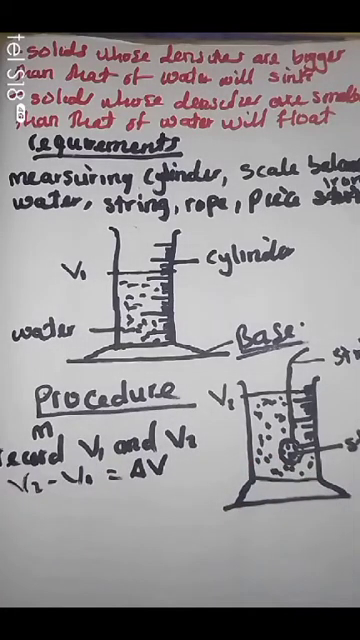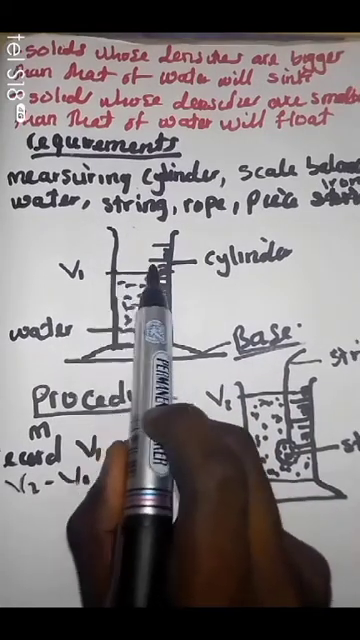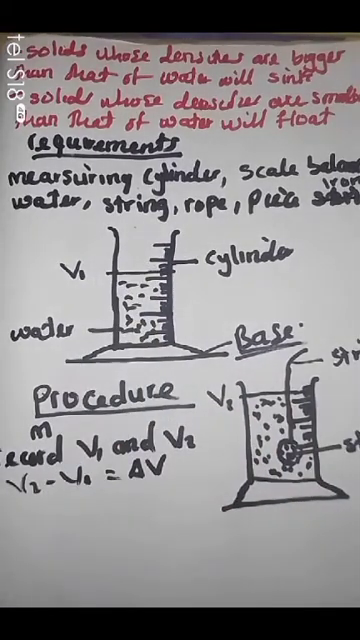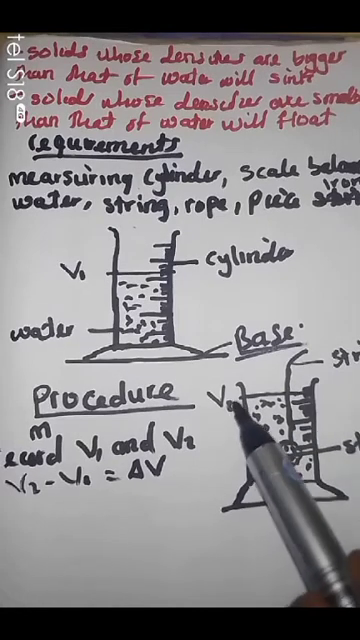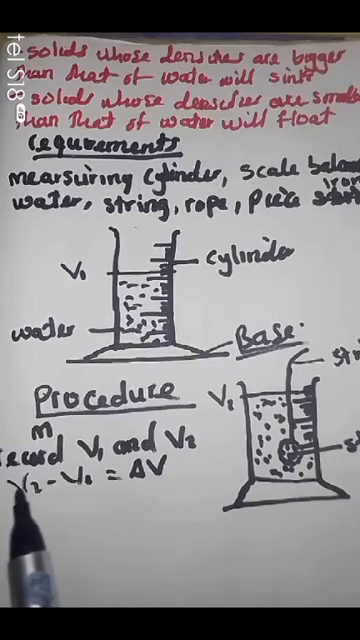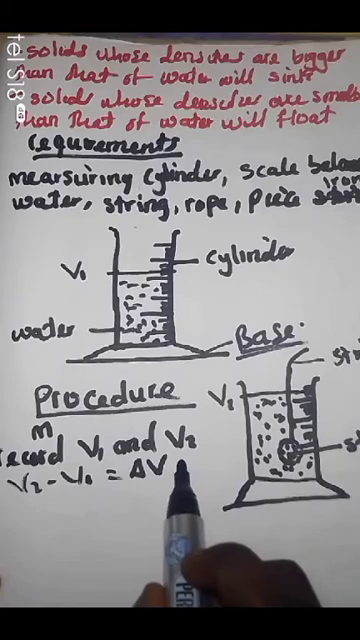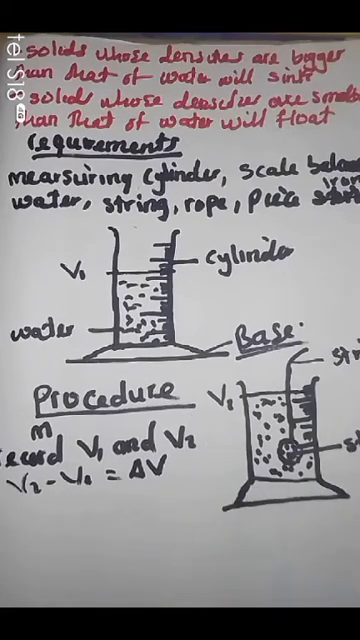You first of all fill the cylinder with water up to a certain level, and it should not be to the brim. It should not get full. It should reach a certain level. You can call that V1. Then you gently lower the stone inside, such that the volume of water now is going to rise from V1 to V2. Then you take the difference in the volume, that's V2 minus V1, which is going to give you a certain value. You can call that delta V. Good. So that's all about the experiment.